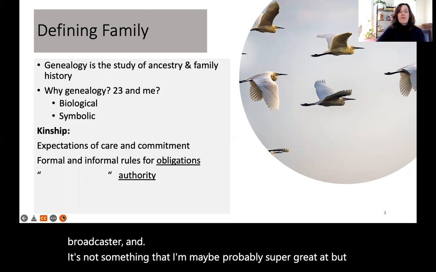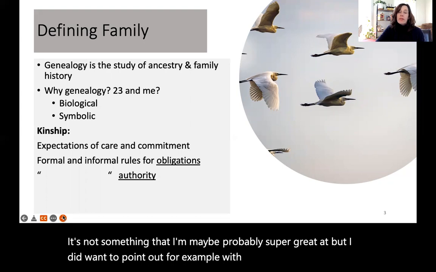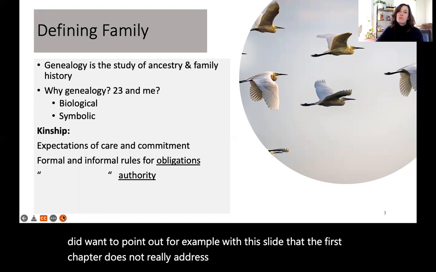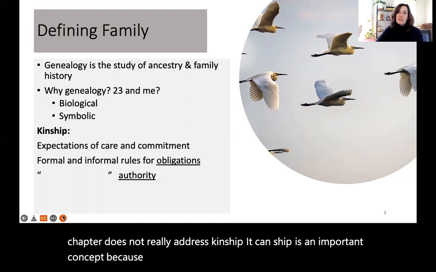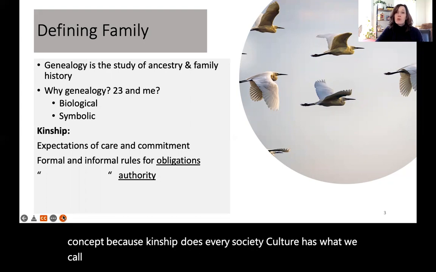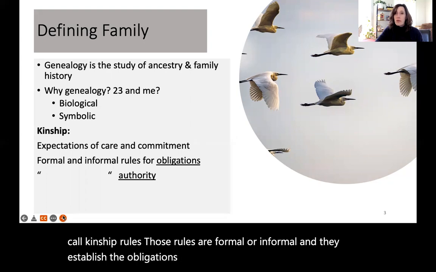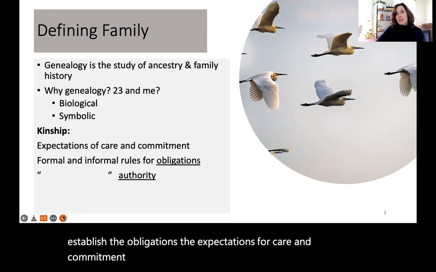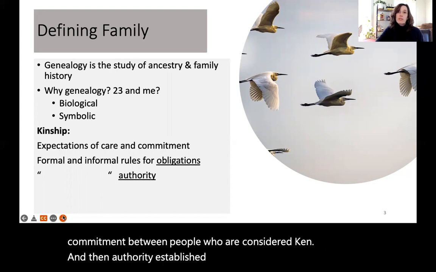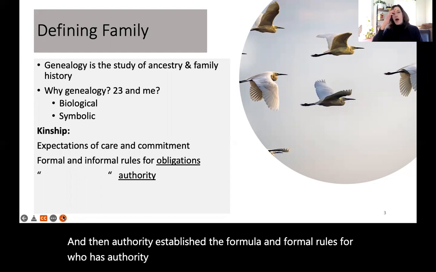But I did want to point out, for example, with this slide, that the first chapter does not really address kinship, but kinship is an important concept because every society and culture has what we call kinship rules. Those rules are formal or informal, and they establish the obligations, the expectations for care and commitment between people who are considered kin.